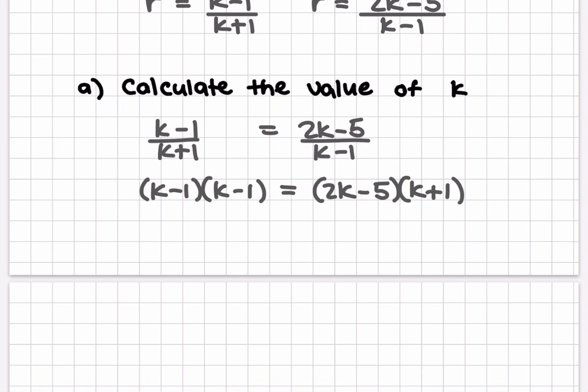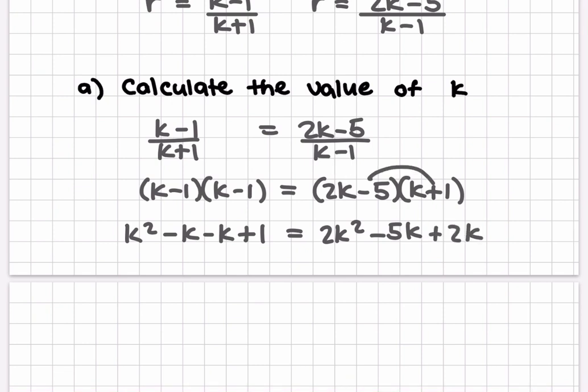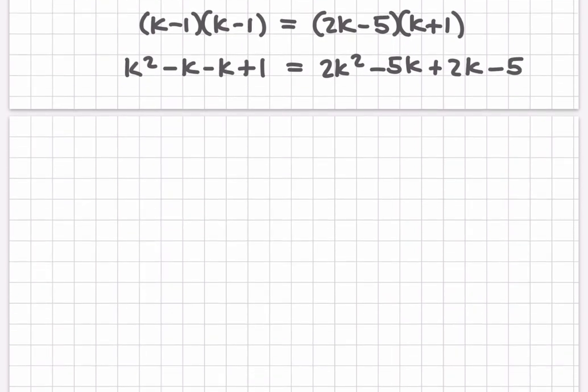So we're going to say k squared minus k plus 1 is equal to 2k squared minus 5k plus 2k minus 5. I'm going to simplify each side.